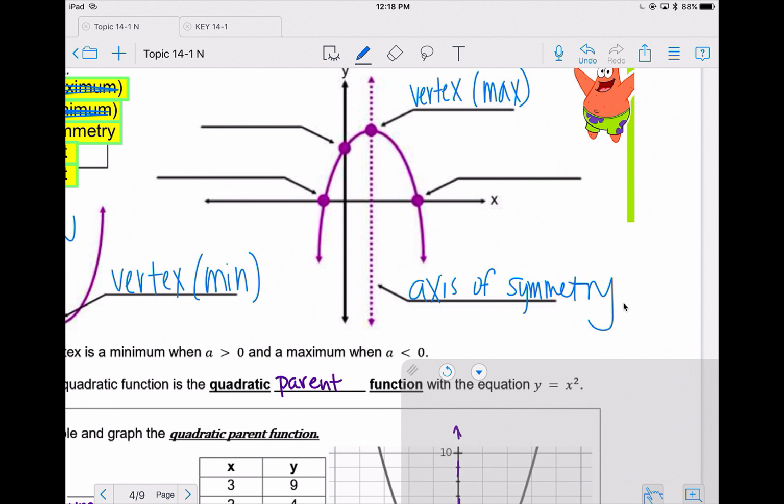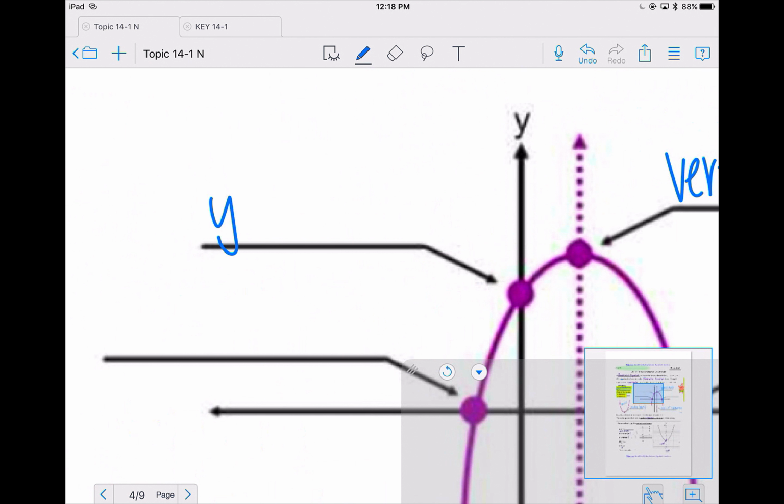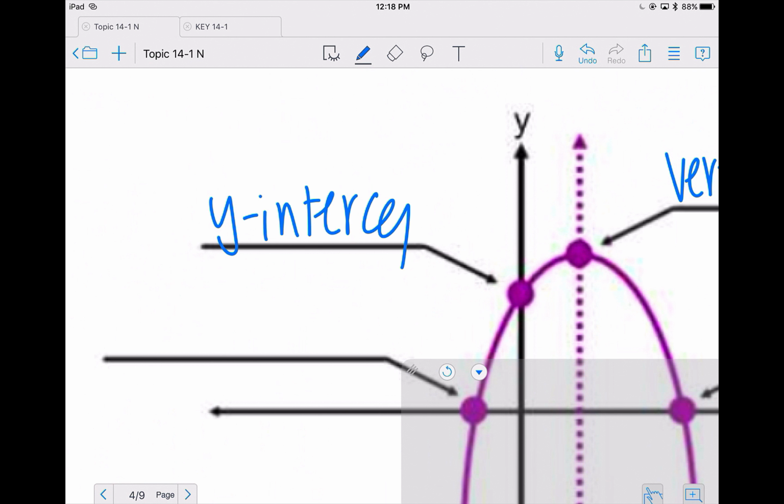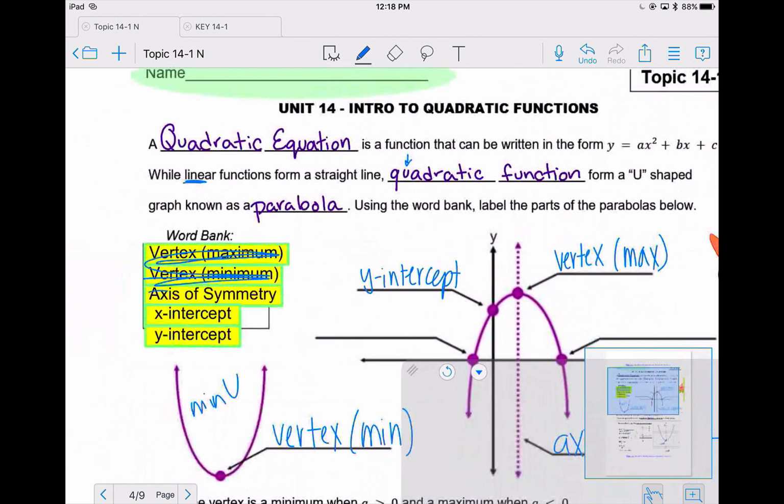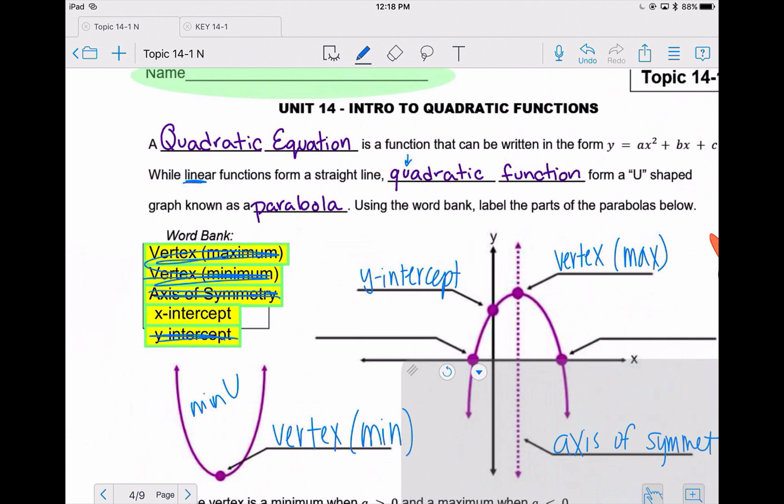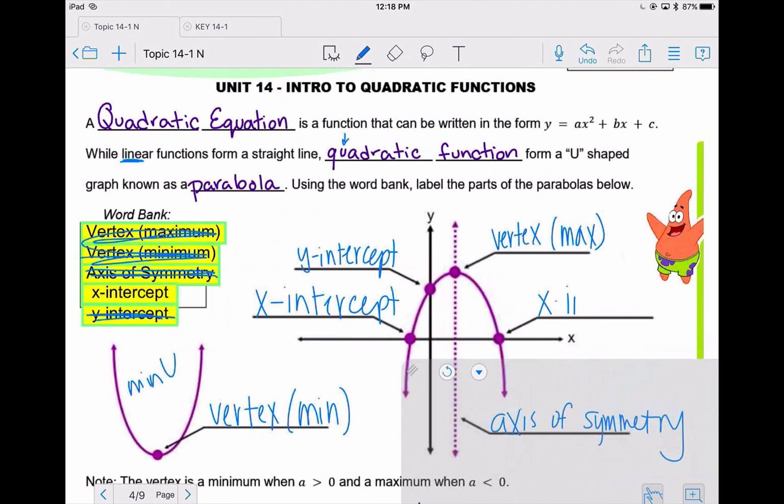Symmetry meaning equal. And then y and x-intercepts are the same as they were with lines. Your y-intercept is where it crosses the y-axis, and your x-intercept is where it crosses the x-axis. And remember, your y-axis is the one that has a y, so where it crosses y is your y-intercept, where it crosses x is your x-intercept. Notice that we have two x-intercepts because it crosses two times.